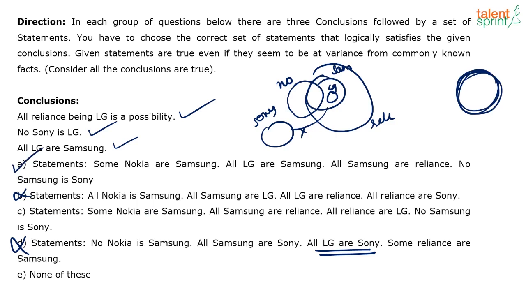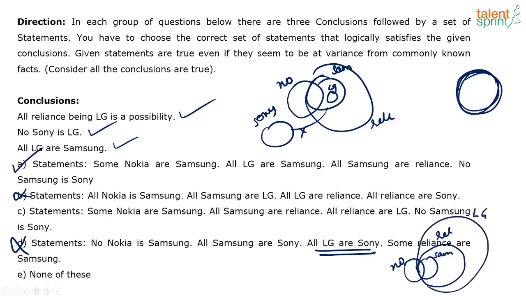Now anyway, let us look at the third option, why it is wrong. What is given here? Some Nokia is Samsung, all Samsung are Reliance, all Reliance are LG. Now what are they saying? All Reliance being LG is a possibility. See, when you draw the diagram for the third set of statements, you already know that all Reliance is LG. Actually you needn't draw at all. Even if you read the statement, you see that it is given here, all Reliance is LG.